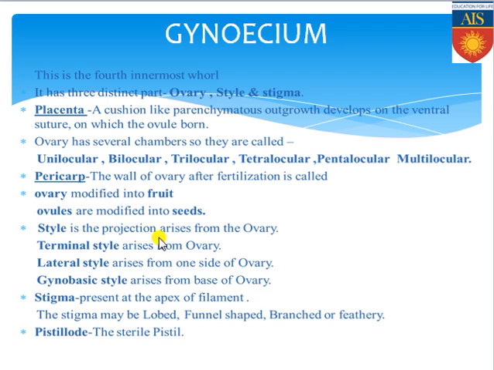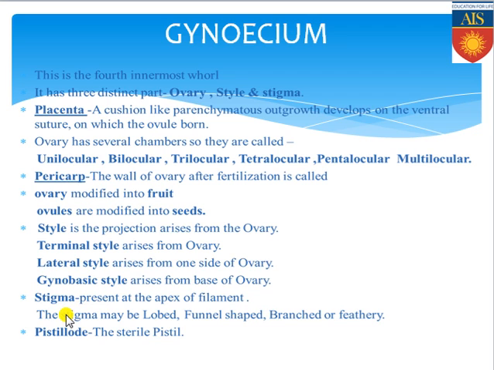The style is the projection. What is that? It's arising from the ovary. And keep it in your mind, there are 2 or 3 types of styles present. If it is a terminal style, that means they are arising from the terminal end of the ovary. If they are called lateral style, that means they are arising from one side of the ovary, not from the terminal end. And if they are called gynobasic style, that means they are arising from the base of the ovary, okay.